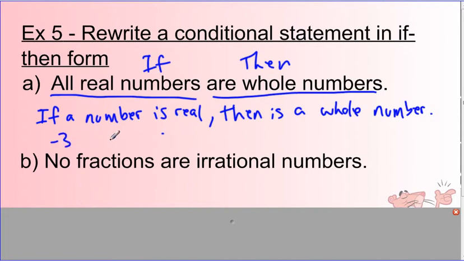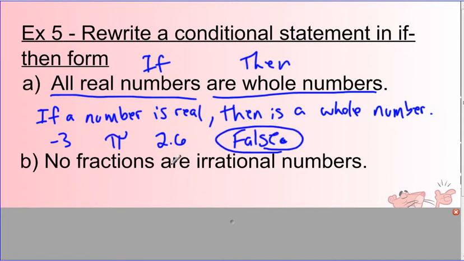-3, pi, 2.6. So a real number was everything. So if a number is real, boom, boom, boom, then it is a whole number. Are these whole numbers? No. This statement is false. Now we wrote it as a conditional statement, but it is a false statement because I found a couple examples where it was not true.